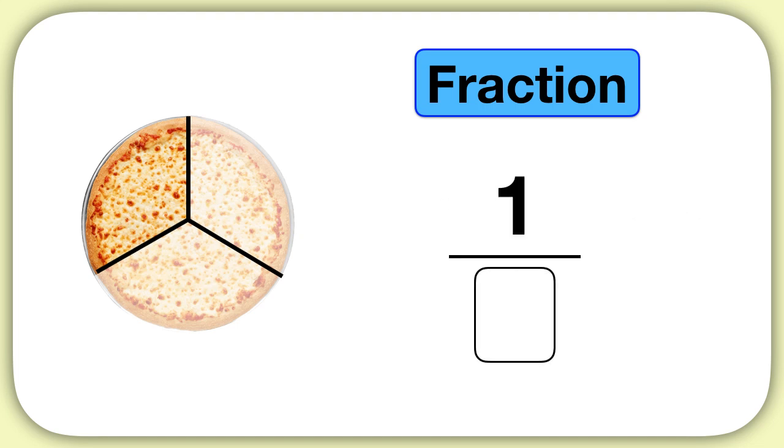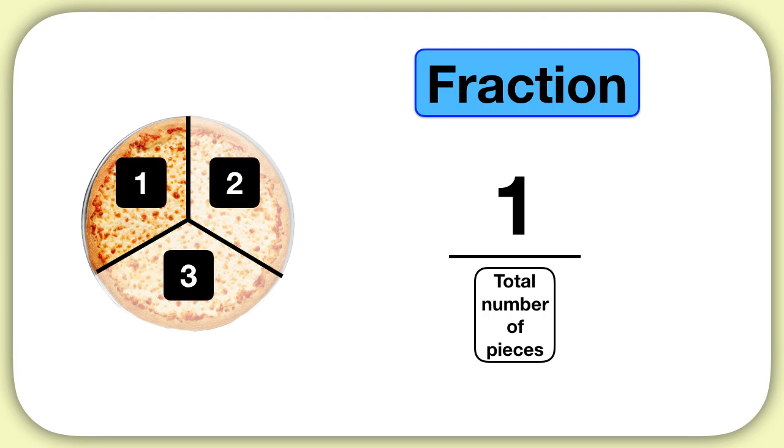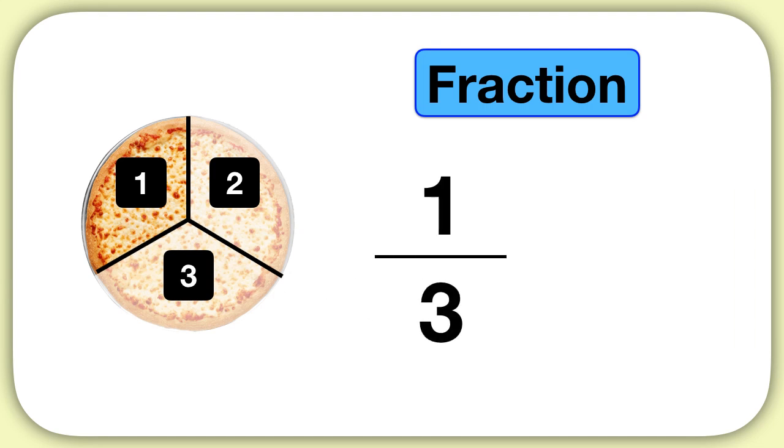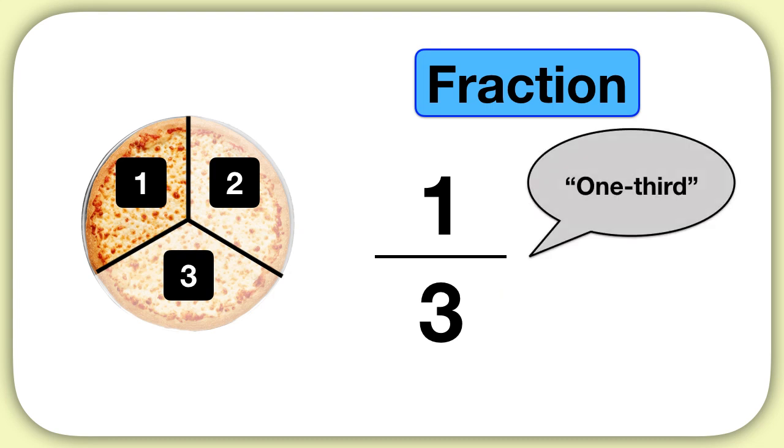Now, to find the number on the bottom, we have to count the total number of pieces in the entire whole. How many pieces would be in a full pizza? Well, you can see that it would take 1, 2, 3 of these slices to make a full pizza. So we'll write the number 3 down here. What is this bottom number called? The bottom number of a fraction is called the denominator. And there we have it. We could say that we have 1/3 of a pizza.